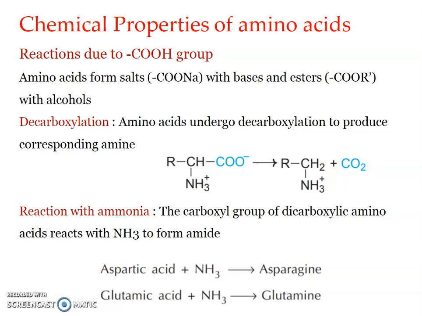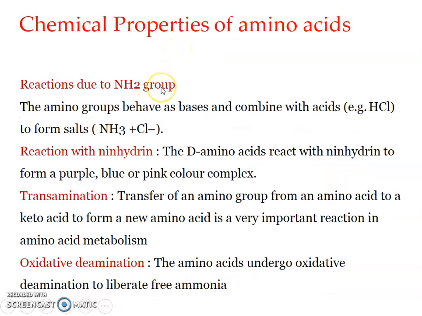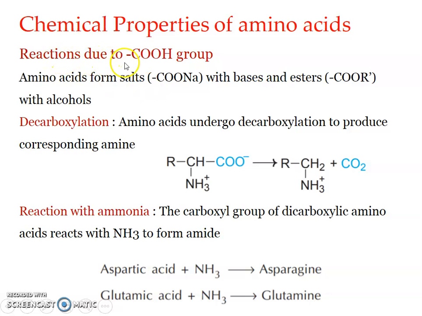Okay, so the chemical properties. When we speak about the chemical properties, we can divide them into two: reactions undergone by the amino acids due to the carboxyl group, and reactions due to the amino group. When we speak about the reactions due to the carboxyl group, the first one is that it can form salts, for example sodium salts, with bases, and esters with alcohols. I hope it is clear, right?